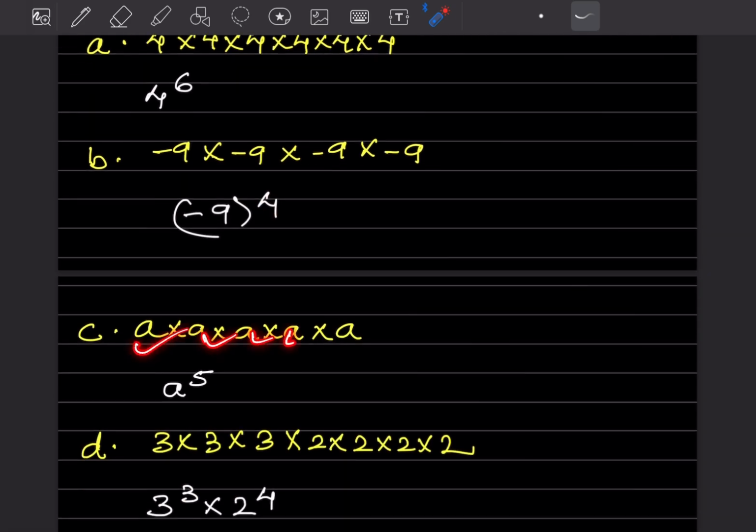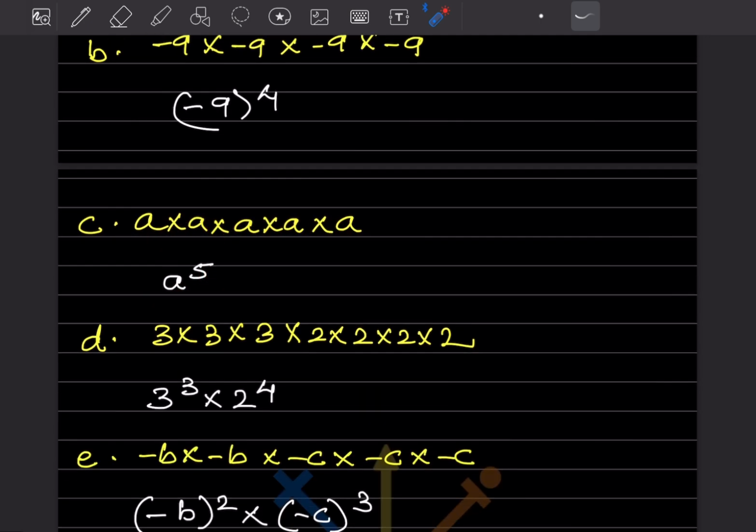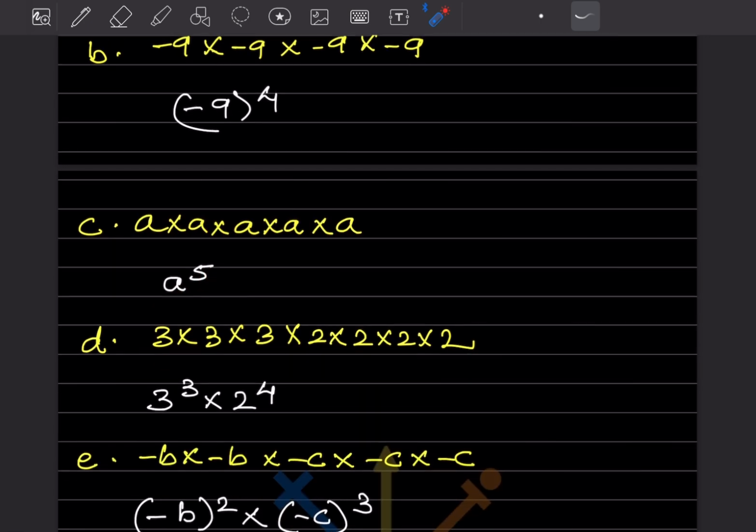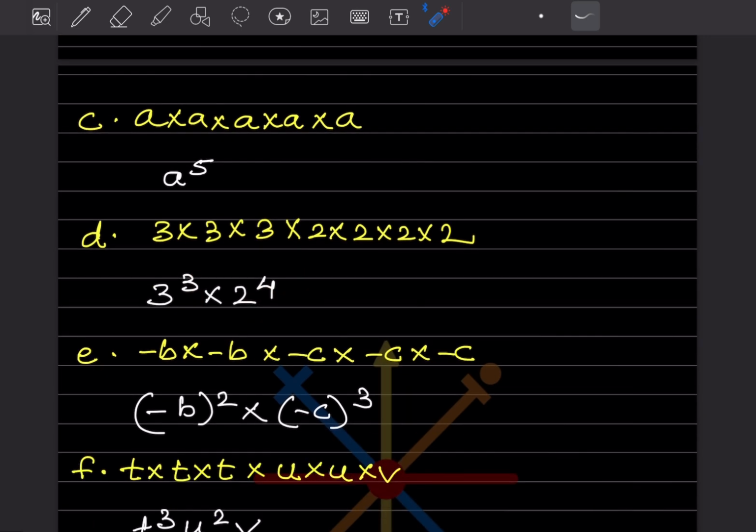1, 2, 3, 4, 5. So a raised to 5. Now you can see here 3's and 2's. So 3 is 3 raised to 3, 3 times. And this is 4 times. So 2 is 4 times. So 2 raised to 4.